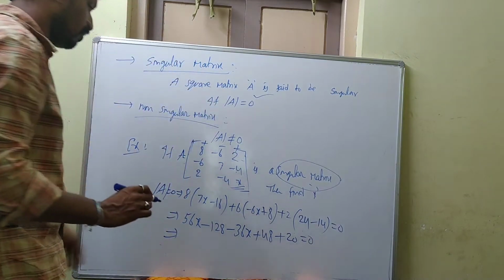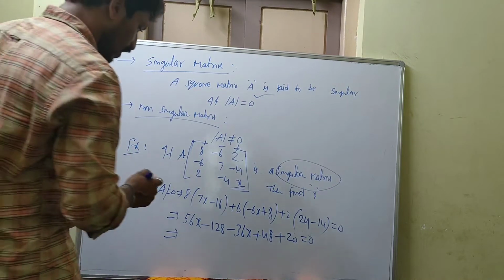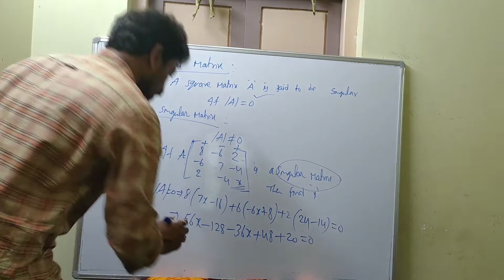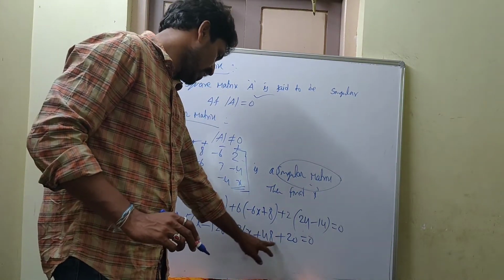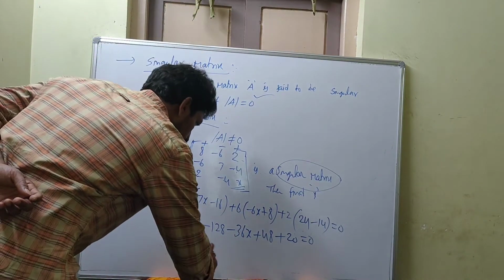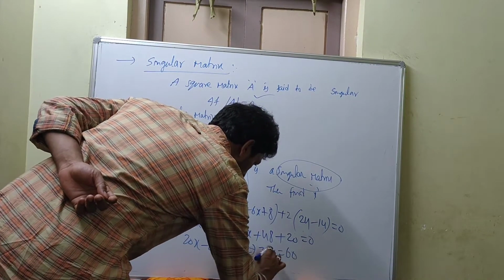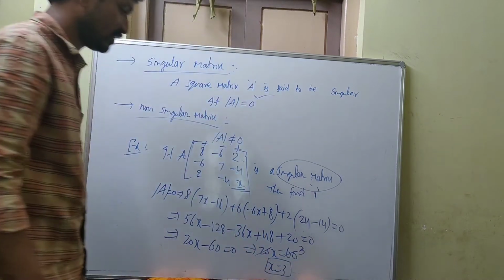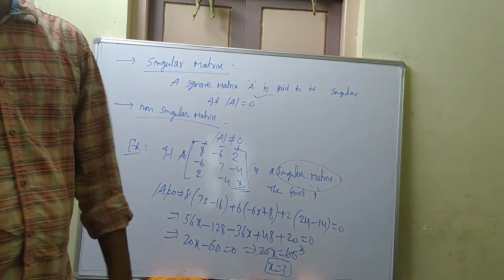So this implies, if you simplify this one, then the value of x becomes 3. If you simplify what you have, 56x minus 36x, 20x, minus 128 plus 68. So minus 128 plus 68 becomes minus 60, equal to 0. So 20x is equal to 60. So 20 here 3 times going. So x is equal to 3. That is your required answer. Okay. Next one.